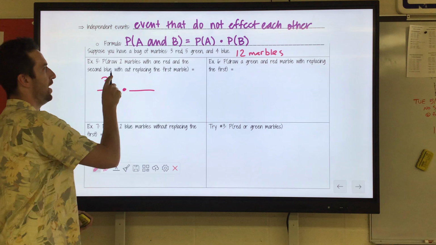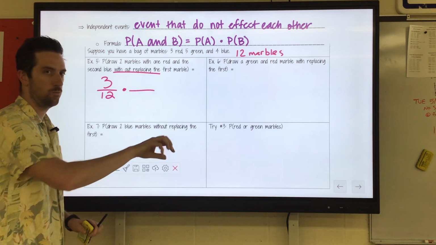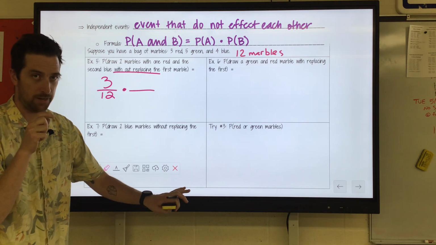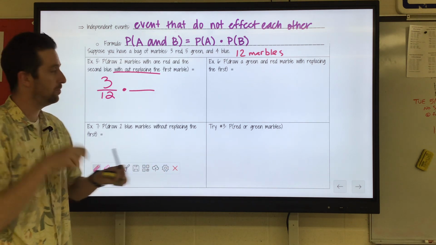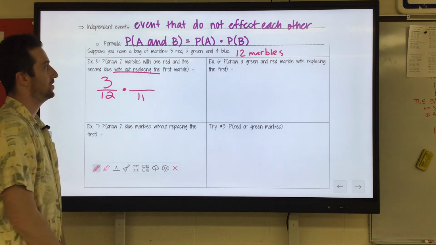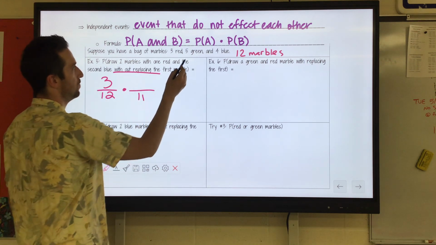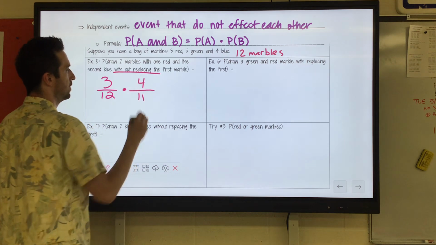Now it says without replacing the first. So once we take out a marble, we don't put it back. So there's not 12 marbles in the bag anymore because we have one. There's only going to be 11 left in there the second time. And out of those 11, how many of them are blue? Well, there were 4 blue.